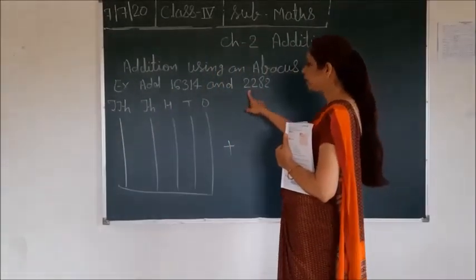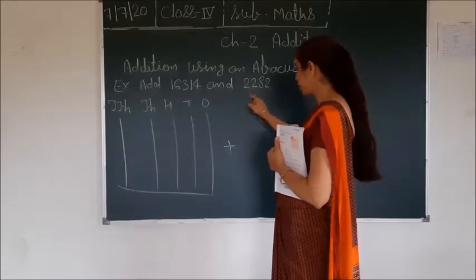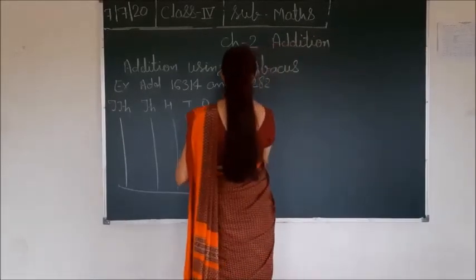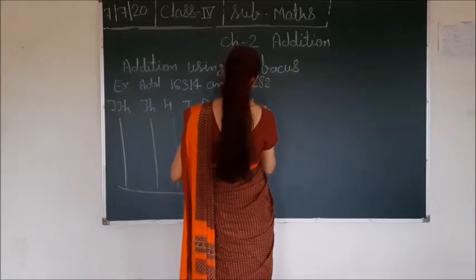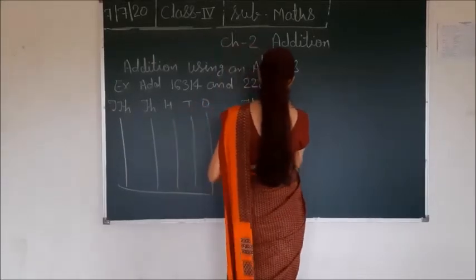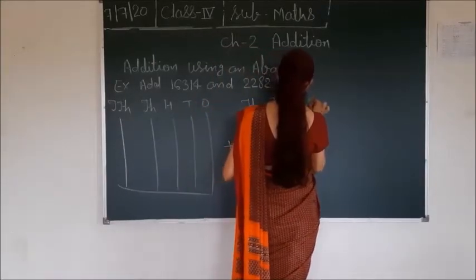Now here only place of 1,000. We write place of 1,000. 1,000, 100, 10 and 1.